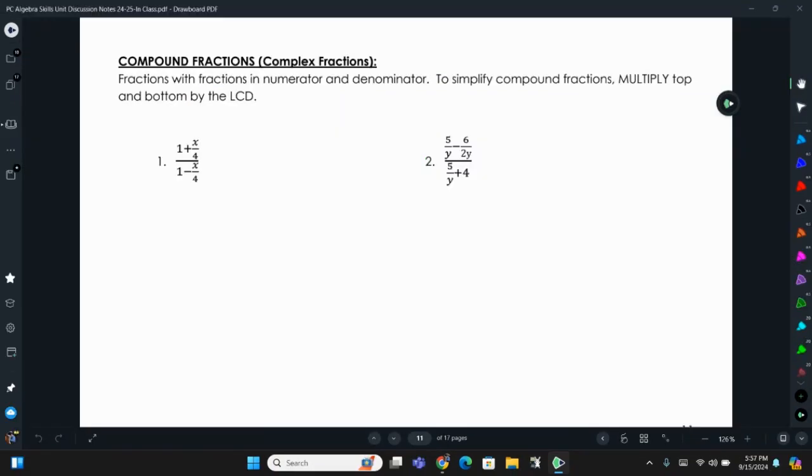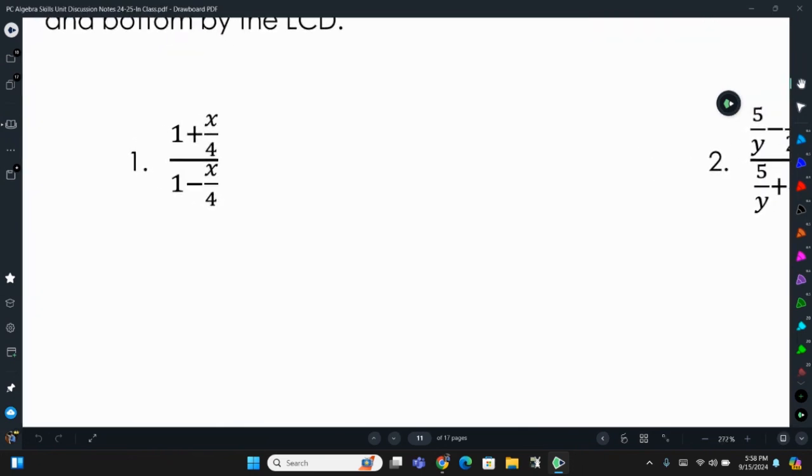All right, so next we're going to simplify what are called compound fractions. And a compound fraction is just a fraction that has other fractions in it. So if we look at example 1 here, we have this big fraction that has this in the numerator and this in the denominator, but each of those fractions also has an x over 4 in them. So there are different methods you could use to simplify them. I'm going to use what's called the LCD method, and what that is is that it looks for the least common denominator between the big fractions.